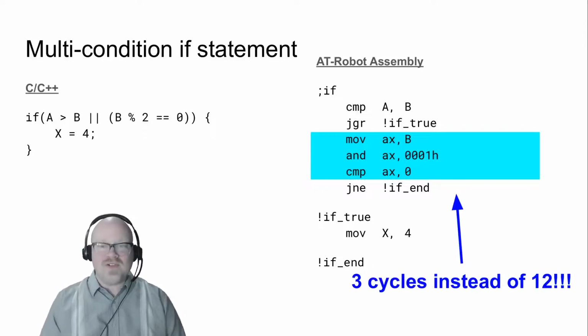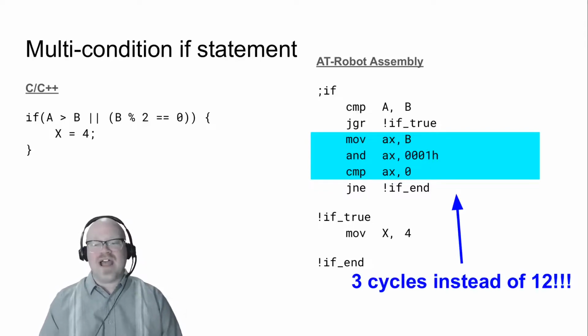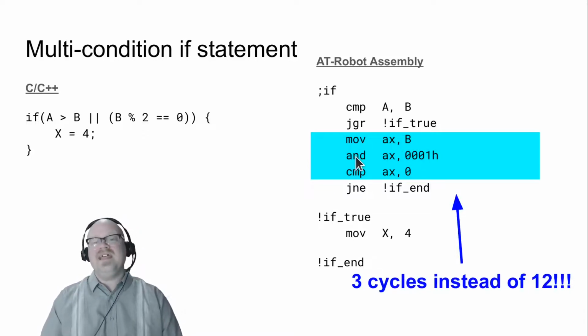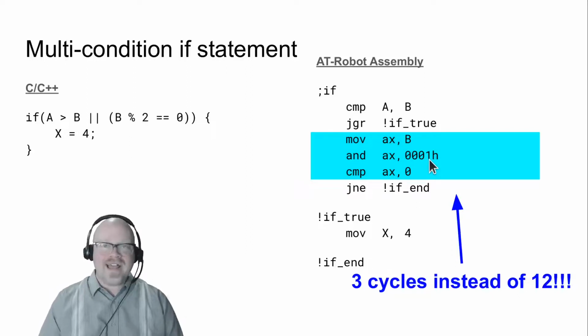So the first way I'm going to do that doesn't change how many lines of code I have at all, but it dramatically reduces the number of clock cycles involved in running the code. So here what I do is I copy B into AX, just as we did before. But then I'm going to modify AX by doing a bitwise AND operation with the bit mask 1 hex.